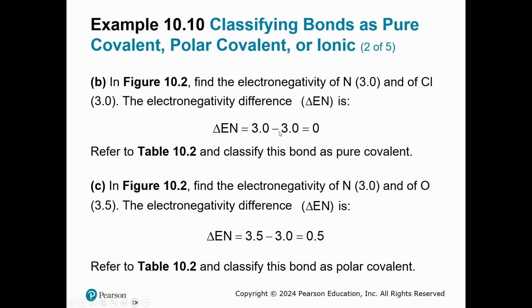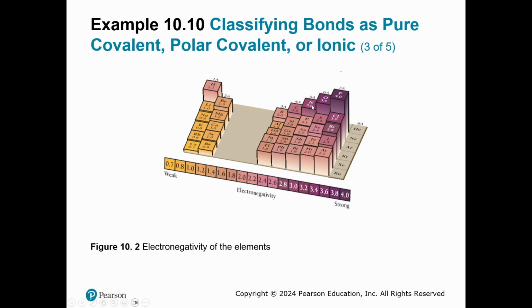So we can just look at this and do the mathematics for everything. Nitrogen has a 3, oxygen has a 3.5, so a 0.5 difference. That's technically a polar covalent bond according to our classification scheme, but it's just barely over the threshold. 0.4 is the cutoff for the threshold, and so technically it's a polar covalent bond. If we look at chlorine and nitrogen, on this scale, it doesn't give us enough decimal places, but nitrogen and chlorine are the same, and so we would call that perfectly covalent or non-polar covalent.